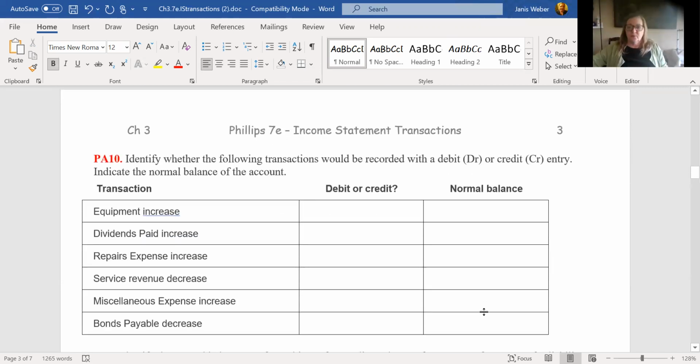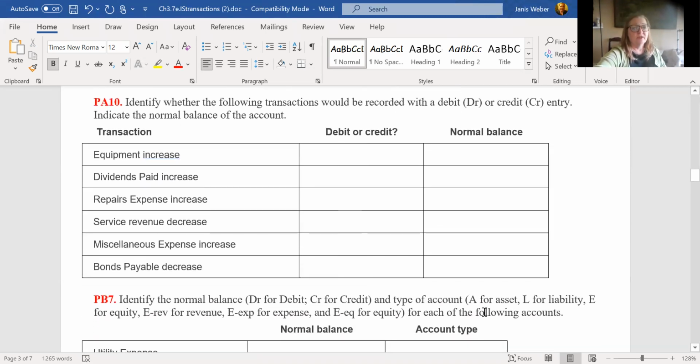So here we go again. This is the same type of thing, just a slightly different format. So if I were you, I'd just do this problem, pause the video, do the problem, and then check it.